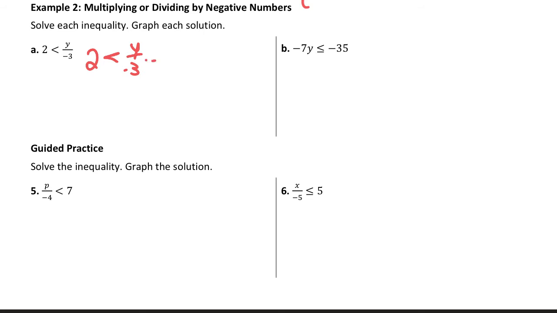So to solve this, I'm going to multiply both sides by negative 3. So this becomes negative 6 is greater than y. And I'm going to write it as y has to be less than negative 6. And if you notice what happened, this inequality symbol was less than. After I did my operation with a negative number, it's greater than. So the thing I want you to remember for this is that when you are solving an inequality and you multiply or divide both sides by a negative number, you flip the sign.